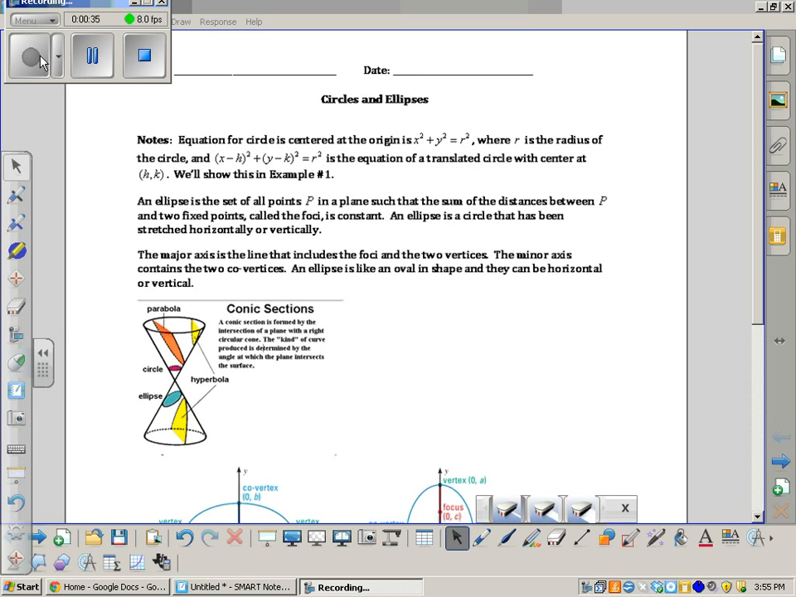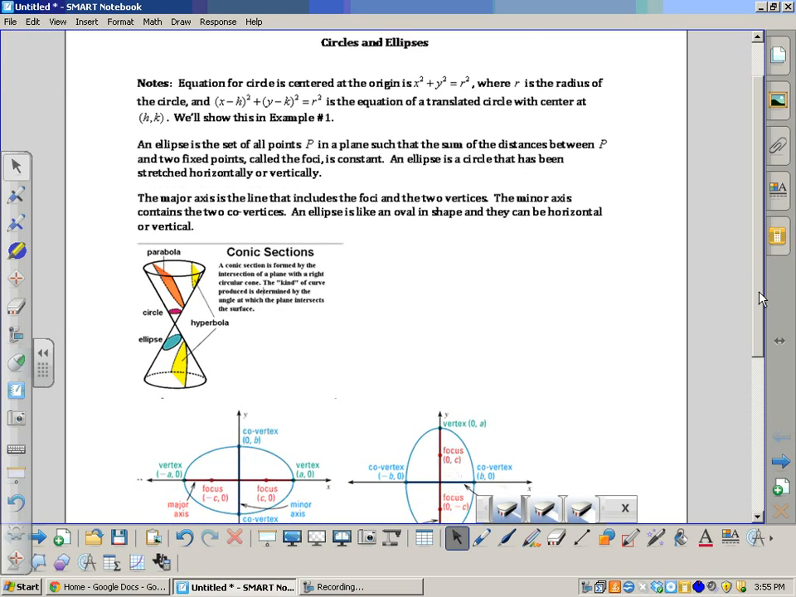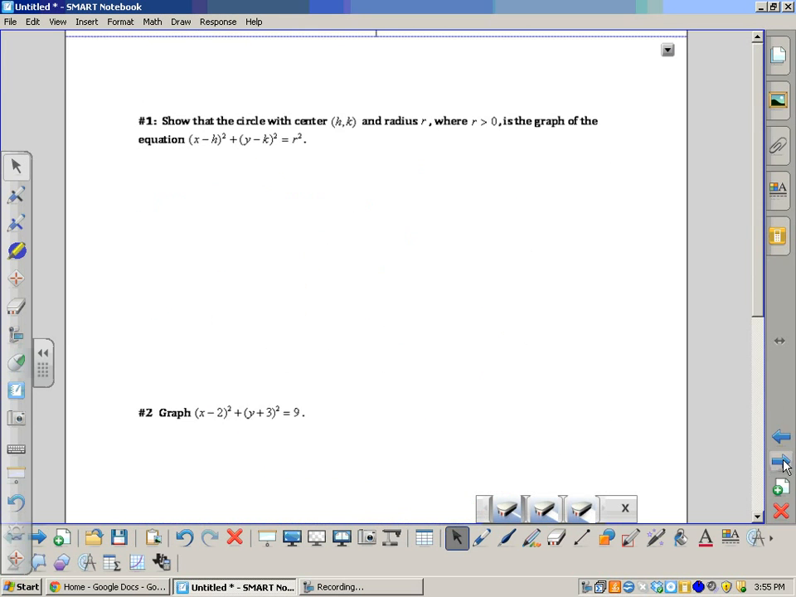So I assume you've seen the handout, and we are going to start with question 1. Show that the circle with center h comma k and radius r. Again, I'm standing up here using the smartboard, so it's a little bit different. Okay, so show that the center is (h, k), the radius is r, where r is greater than 0. Show that the graph is (x minus h) squared plus (y minus k) squared equals r squared.